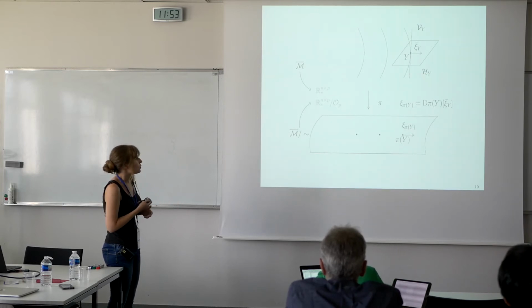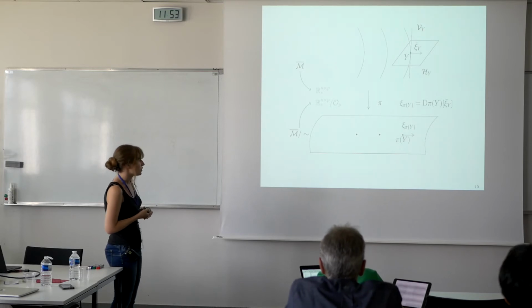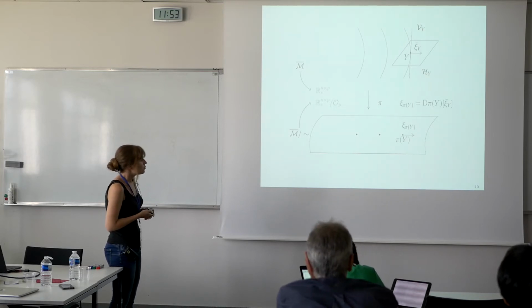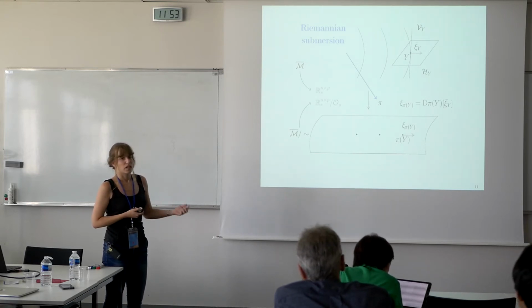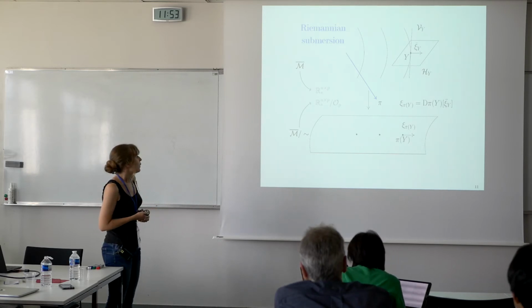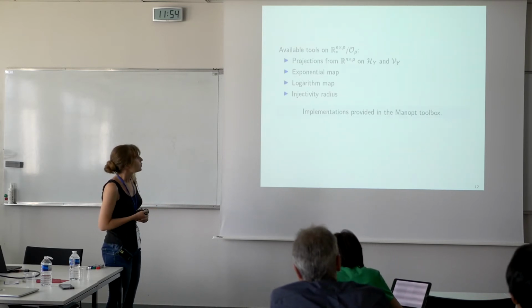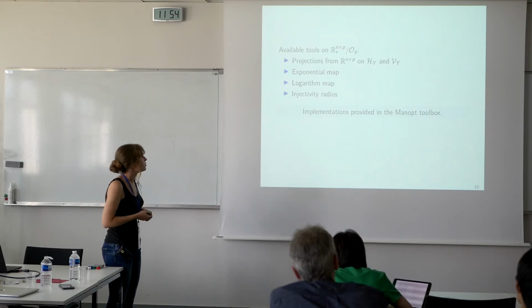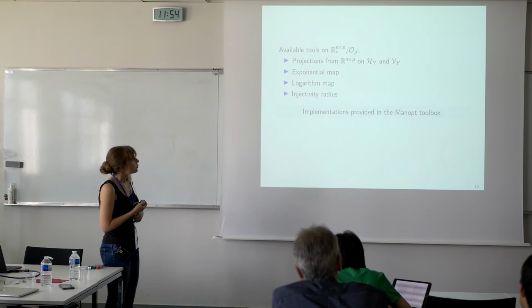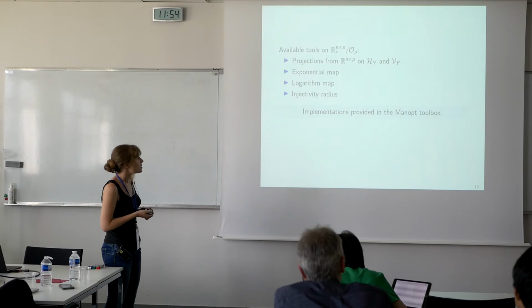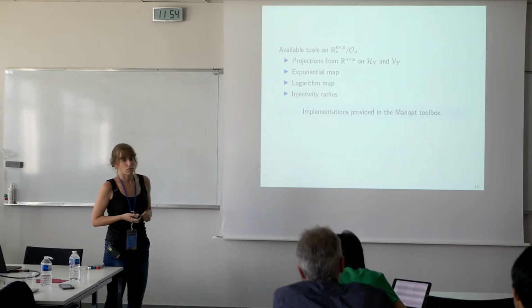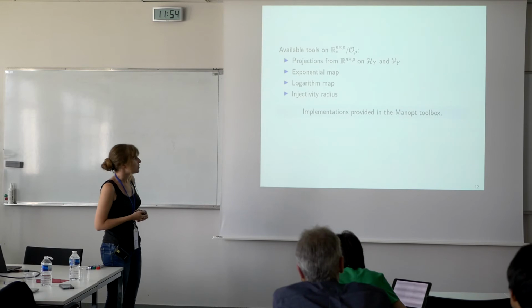And those two will act similarly as derivations. One key property here is that this quotient map is a Riemannian submersion. And using this, we will be able to get the expression for the curvature later on. Before the submission of the paper here to GSI, the available tools on this set were the projection of the tangent space onto the horizontal and vertical spaces, the exponential map, the logarithm map, and the injectivity radius. And all those have been implemented in the Manopt toolbox.